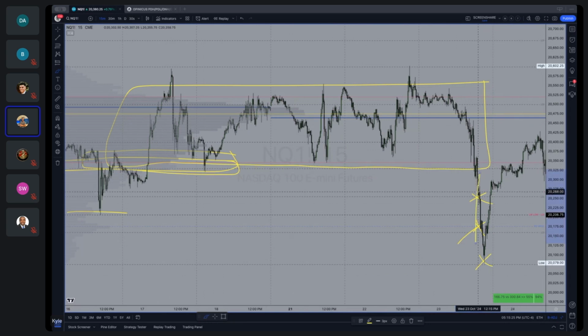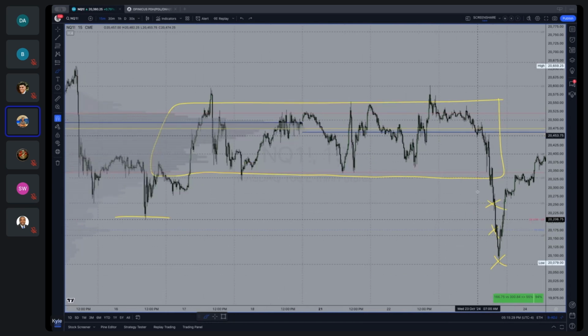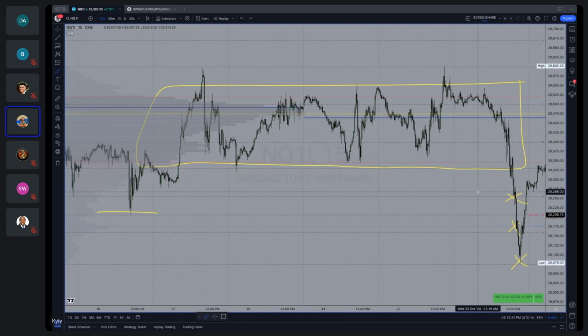Sellers are just so strong during this move that on NQ, you may get like a 4 or 5 point bounce, and then it's right back into new lows. Gets into the next downside level of interest. You try it again, and it's right back into new lows. So that's a great question.